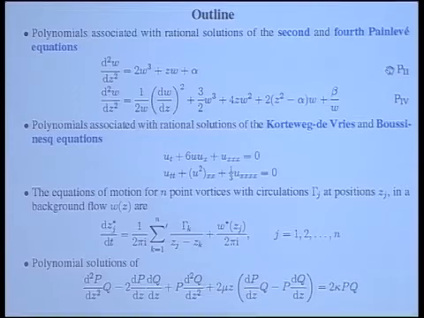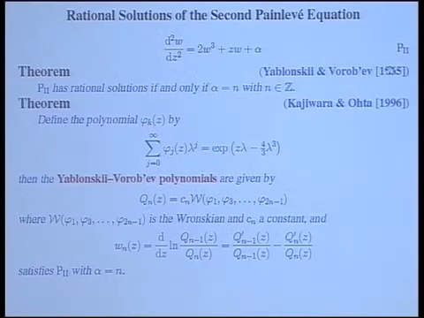And the connection between the two sets of problems is to find polynomial solutions of this bilinear equation here, where mu and kappa are arbitrary constants. That's the motivation of what I'm going to talk about. So firstly, let's start with Painlevé 2. It's well known that it has rational solutions if and only if alpha is an integer.